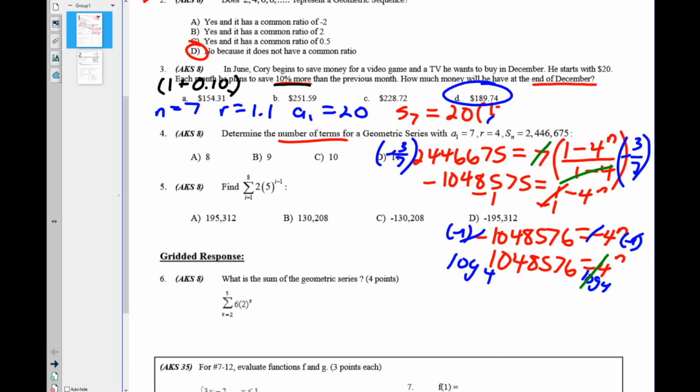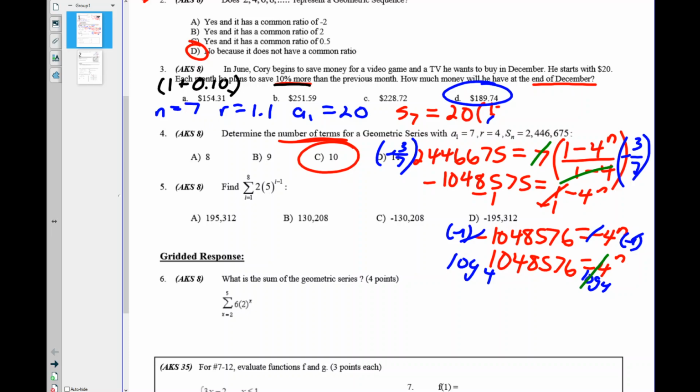Change of base. I've seen some Casios before that let you just type in the 4 where the base goes, but I haven't seen one this year. And what do you get? Put this in your calculator. Make sure you can get it.